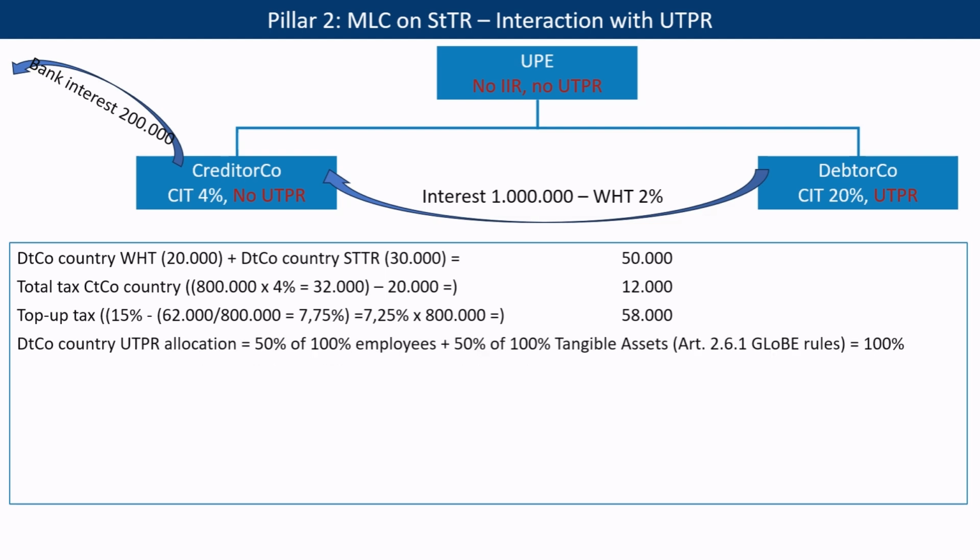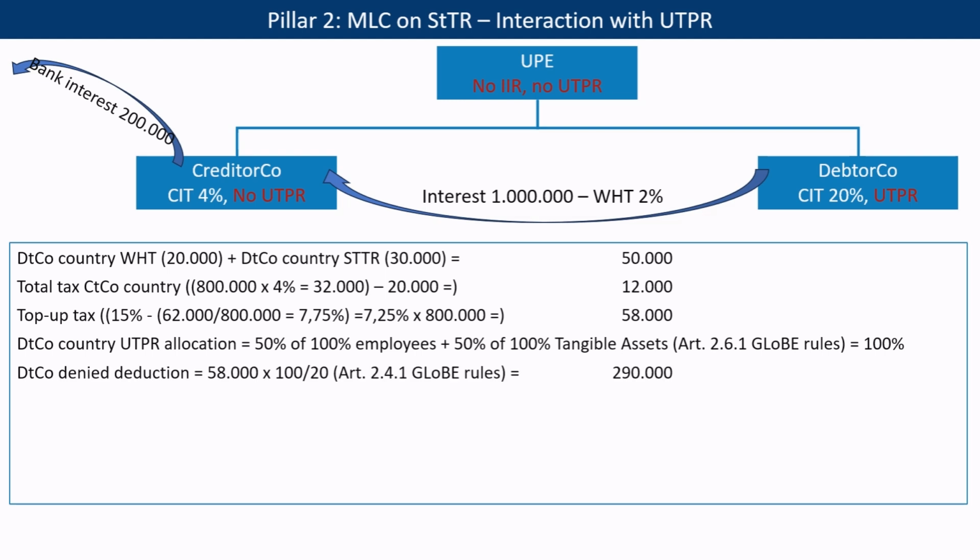And now you need to allocate the income between all the UTPR countries. Now, since we only have one UTPR country here, we're going to take 50% of all the employees that are in UTPR countries. That is 100% of debtor-co employees, and the same for tangible assets. That will be 100% of debtor-co tangible assets, because there are no other companies in our group which apply the UTPR. So debtor-co country will get 100% of the UTPR allocated to it.